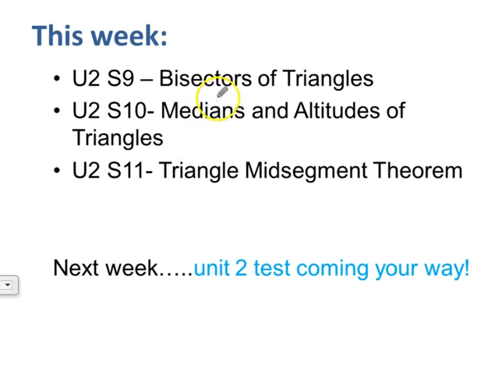So this week we are going to be investigating and exploring some different types of special segments found within triangles. So Unit 2 has been all about triangles so far. And this week we're going to explore some different types of segments inside triangles. So we're going to look at bisectors of triangles. It's going to include angle bisectors and perpendicular bisectors. Then we're going to look at medians and altitudes of triangles. So those are other types of segments within triangles, as well as looking at the triangle mid-segment theorem.